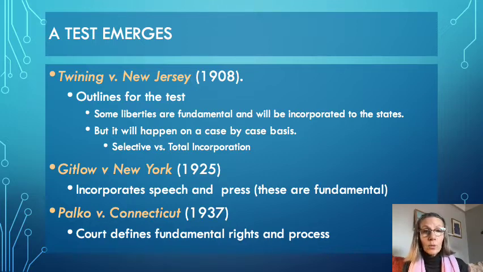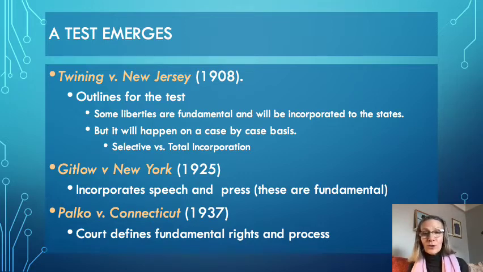I'll just summarize the main takeaways from those cases in terms of the incorporation of the Bill of Rights. Twining is important because it provides an outline for the test or the standard that's going to be used by the courts to incorporate the Bill of Rights to the states. It says that in that ruling, they say that some liberties are fundamental and will be incorporated to the states, but it's going to happen on a case-by-case basis, which we sort of got a sense from in the Hurtado decision.